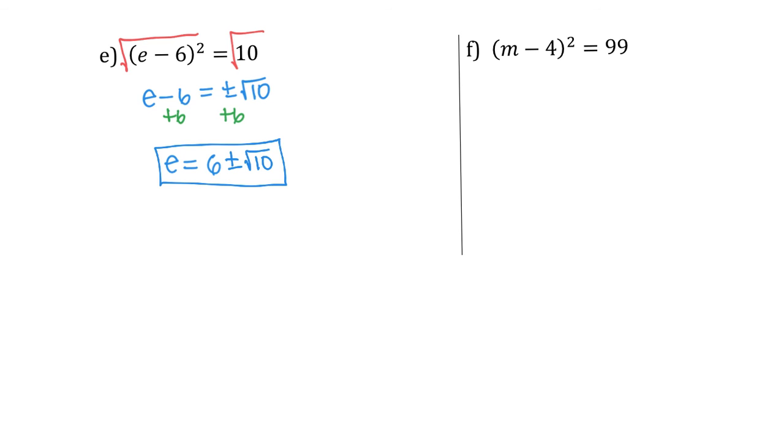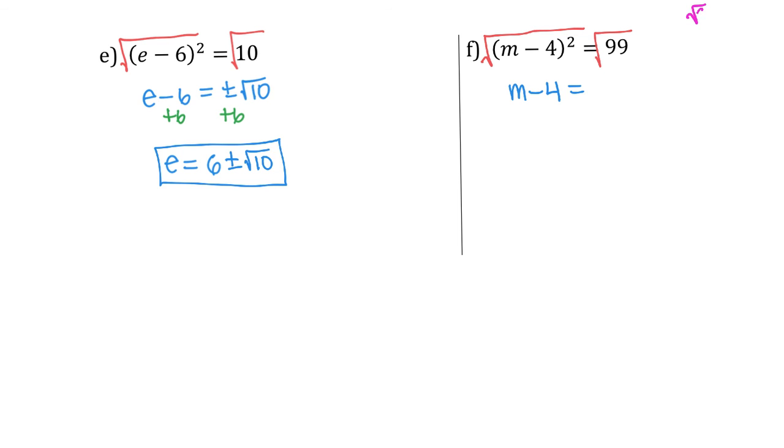Okay, last one. M minus 4, the quantity squared equals 99. Again, the m minus 4 is stuck in the parentheses, so I cannot cancel anything in there until I cancel the squared. M minus 4 equals, what's the square root of 99? It is irrational. Can I simplify it?